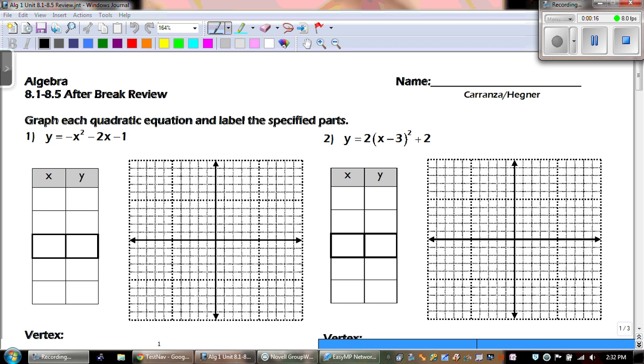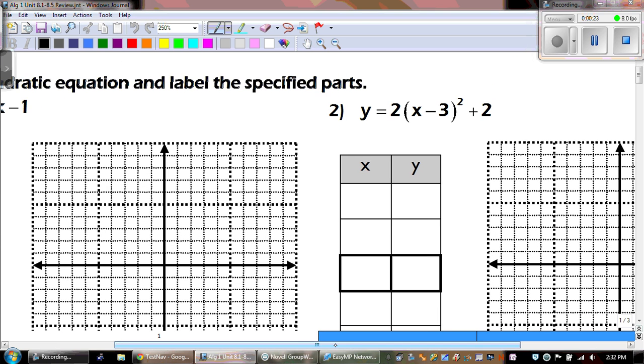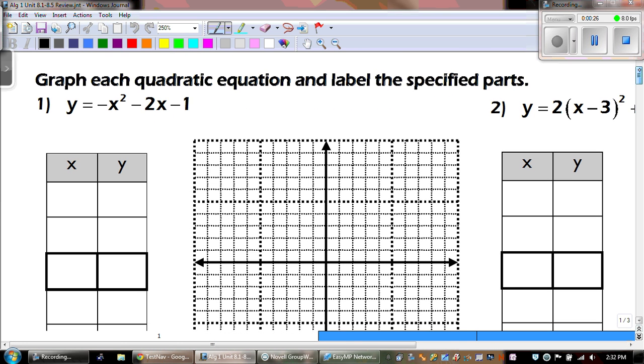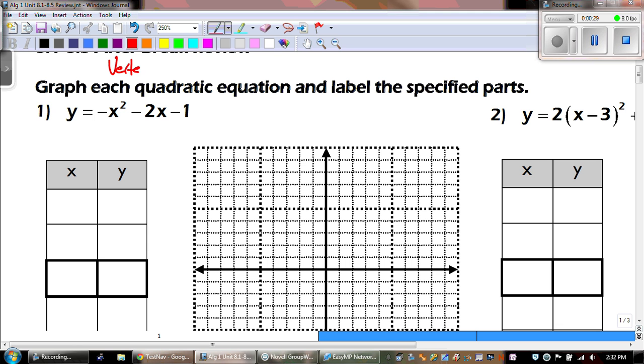So, number 1, y equals negative x squared minus 2x minus 1. If we're to graph this, the first thing that we need to find is the vertex. To find the vertex, we have to use a special equation, and that is the opposite of b over 2a. If I remember correctly, this is my a, that's my b, and that's c. So the opposite of b, well, it's negative 2, and the opposite of that would be positive 2. So 2 over 2 times negative 1. 2 times negative 1 is negative 2, and 2 divided by negative 2 is negative 1.